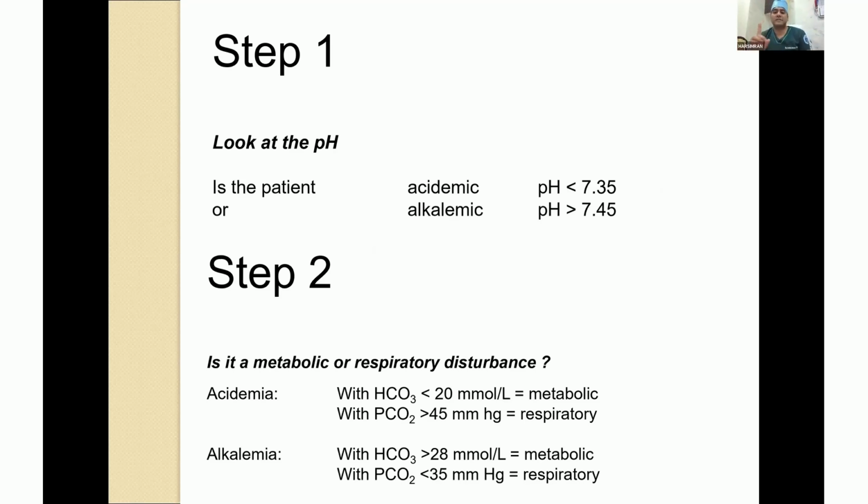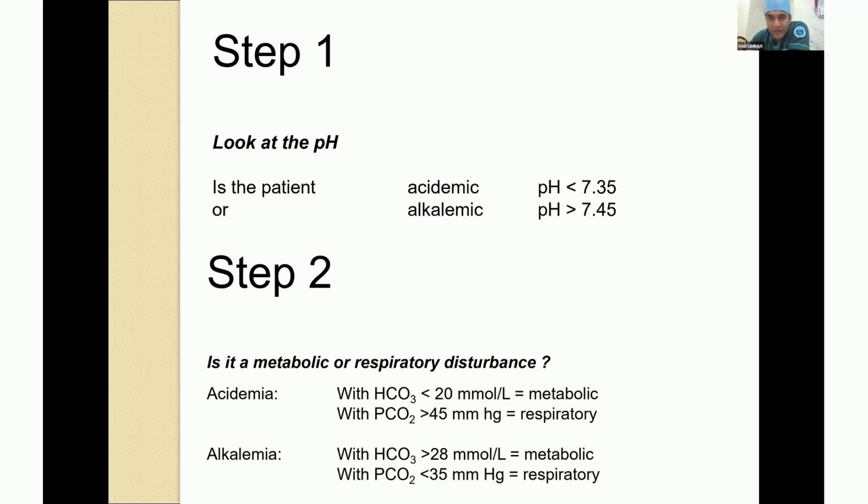So look at the pH first. If pH is less than 7.35, as I have told you, it is acidemia, an acidic patient. If pH is more than 7.45, the patient is alkalemic. Now you have to see the second value, the PCO2 or the bicarbonate. The most important thing I want to tell you is, if pH and PCO2 are moving in opposite directions, pH is decreasing and PCO2 is increasing, the patient will have a respiratory pathology.